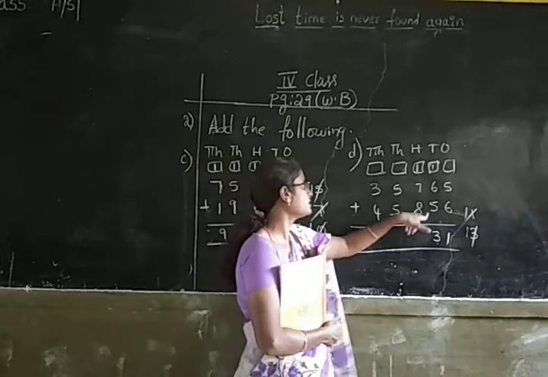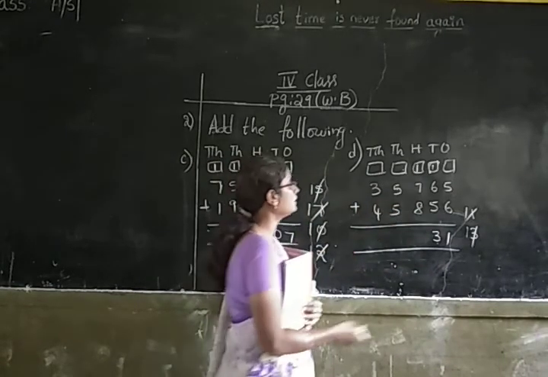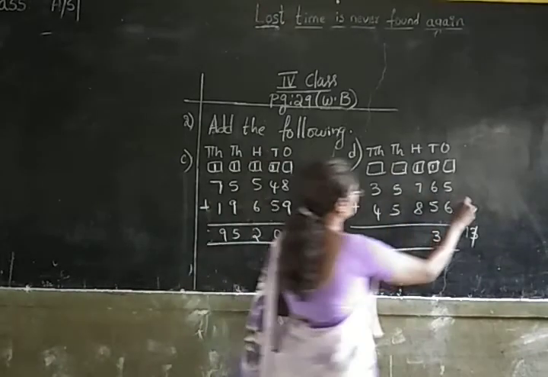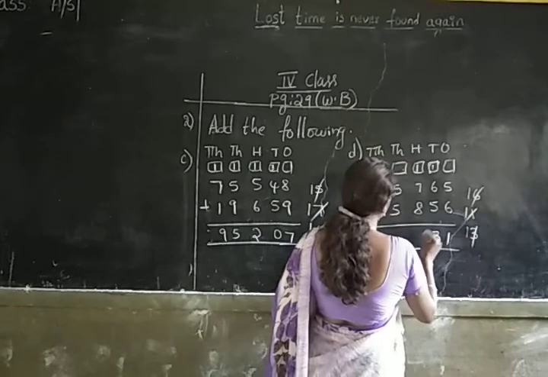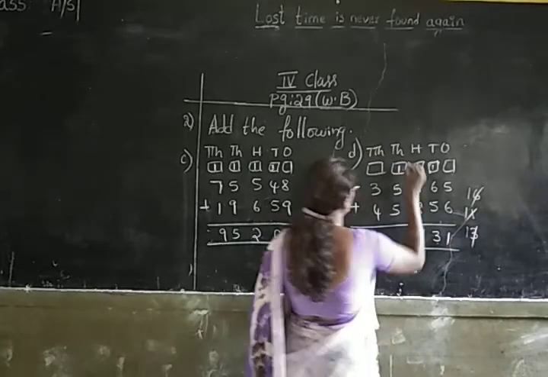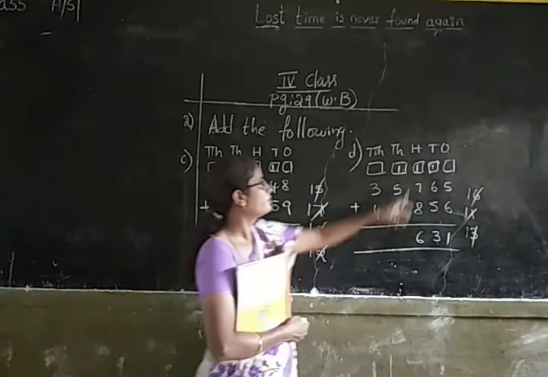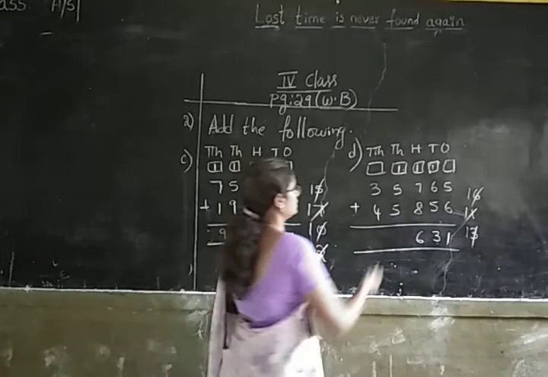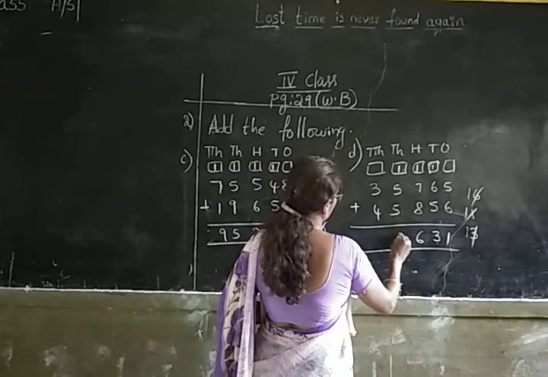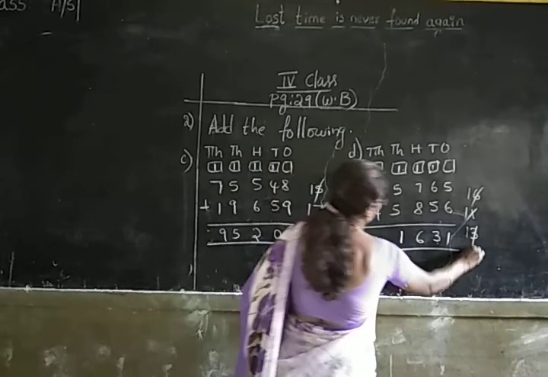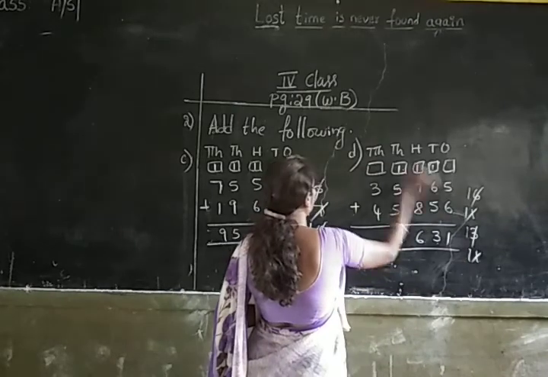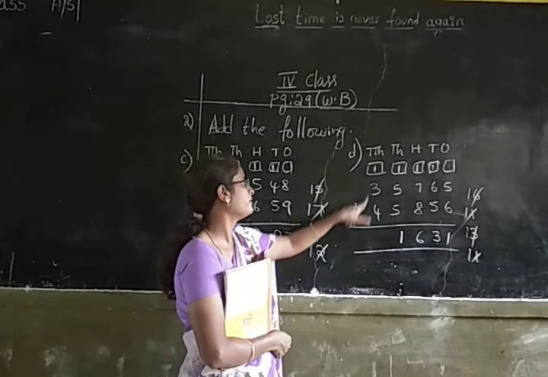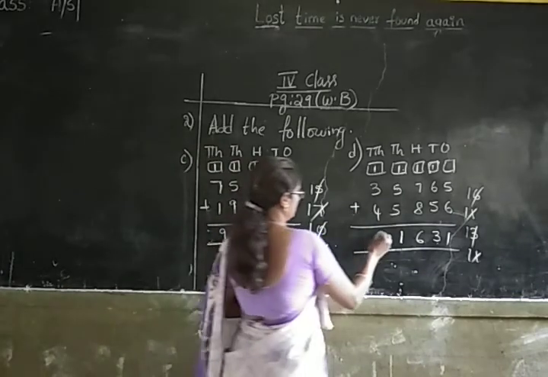After adding the numbers in tens place, you have to add the numbers in hundreds place. 8 plus 7 is 15 and 15 plus 1 is 16. Put 6 in hundreds place and carry away 1 to the thousands place. After adding the numbers in hundreds place, you have to add the numbers in thousands place. 5 plus 5 is 10 and 10 plus 1 is 11. So you have to put 1 in thousands place and carry away 1 to the 10,000s place. 3 plus 4 is 7 and 7 plus 1 is 8.